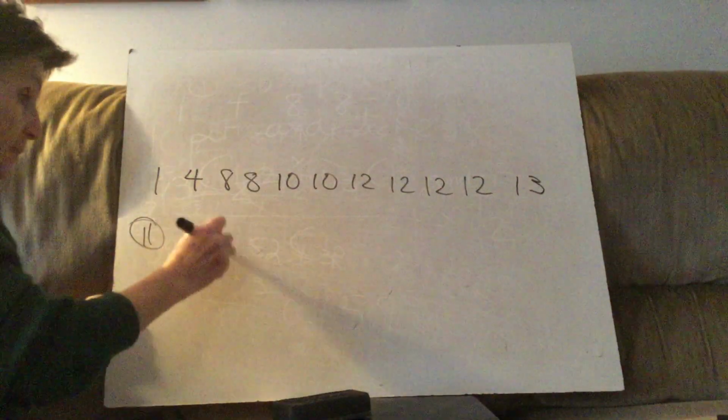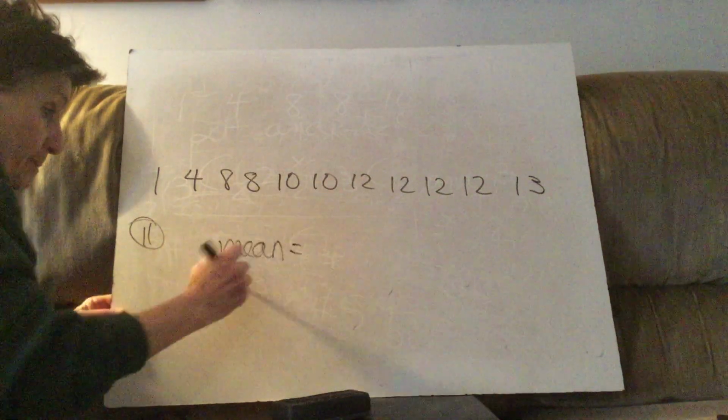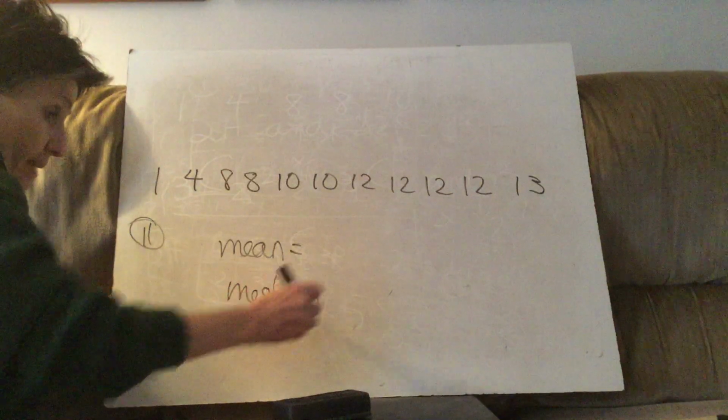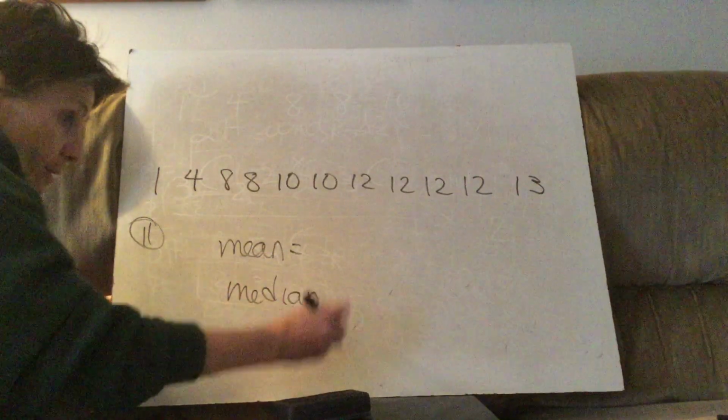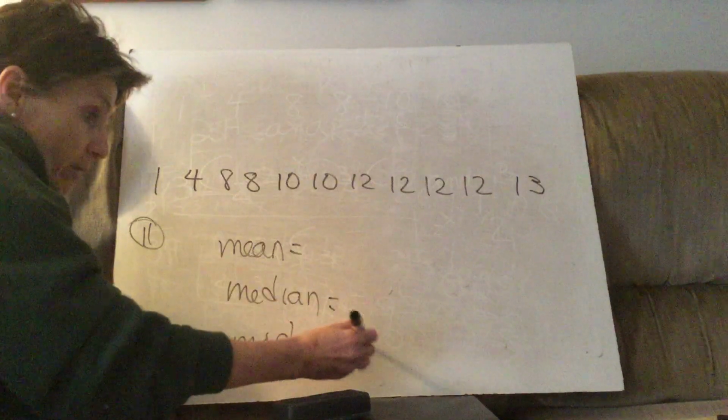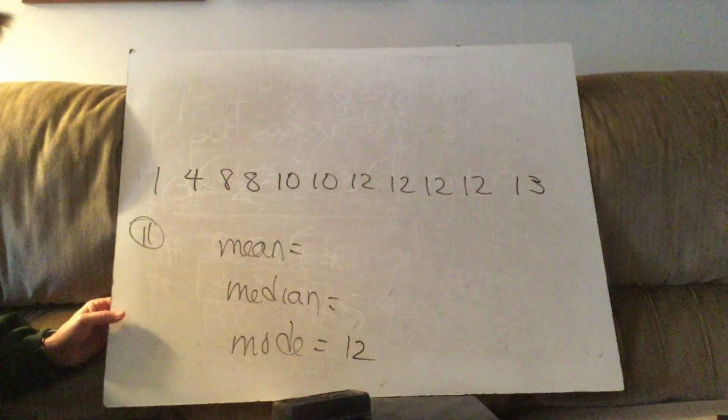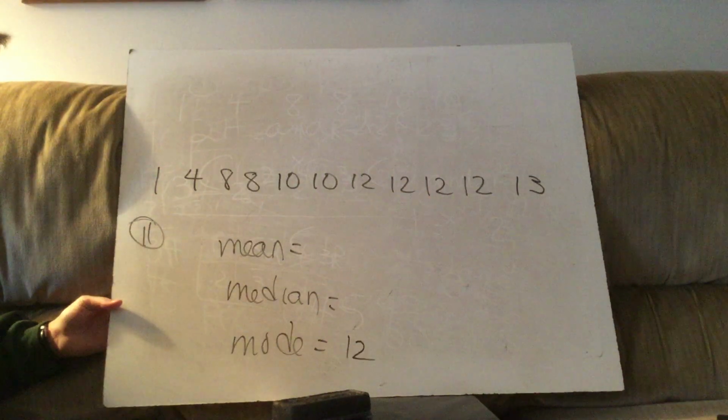Okay, so now I want the mean, the median, and the mode. Well, the mode's pretty obvious. The mode's 12. That's the one that happens the most. We got 4 of them, so that's the mode.